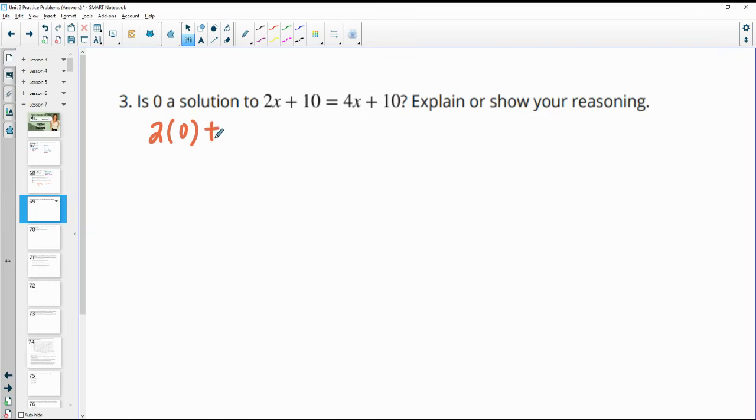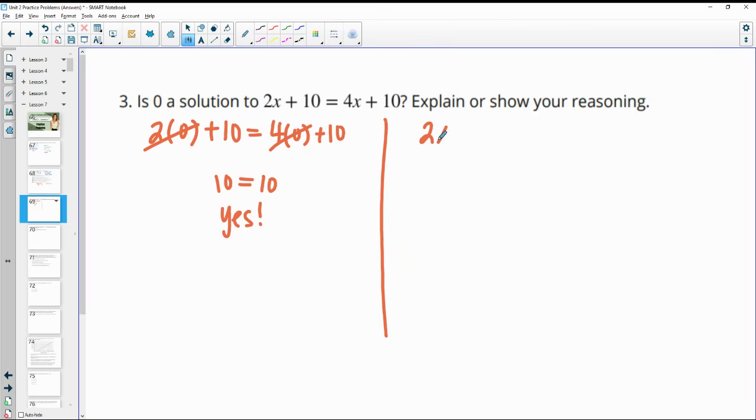So 2 times 0 plus 10, and 4 times 0 plus 10. A solution would mean both sides are the same. So 2 times 0 is 0, plus 10 is 10. 4 times 0 is 0, plus 10 is 10. Both those sides match. So yes, it's a solution because both sides match.